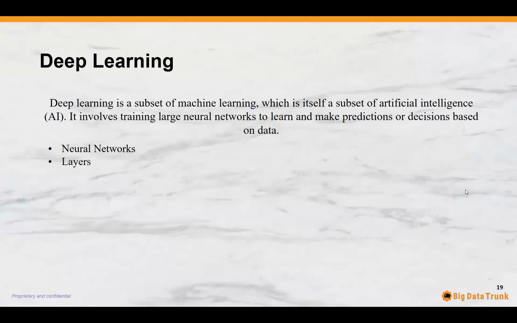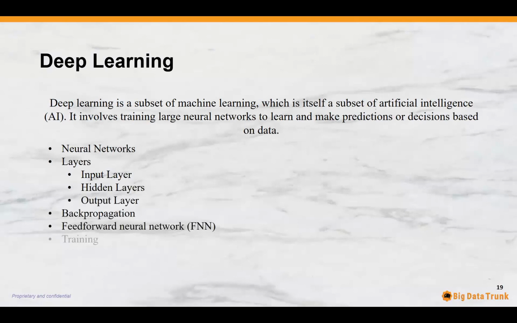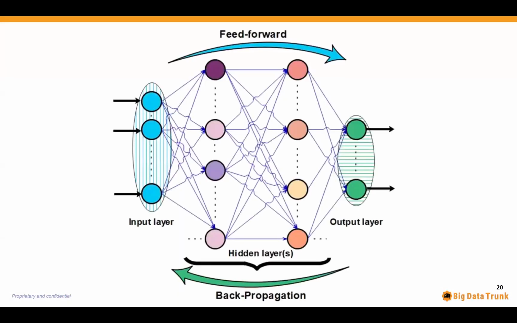Then we have the number of layers. We have input, hidden, and output layers. And then we have backpropagation and feed-forward neural networks, training, activation functions, etc. All of these we are going to see in this particular image.